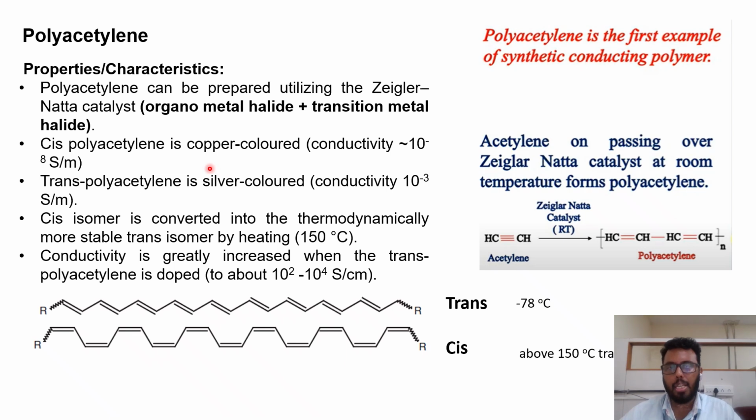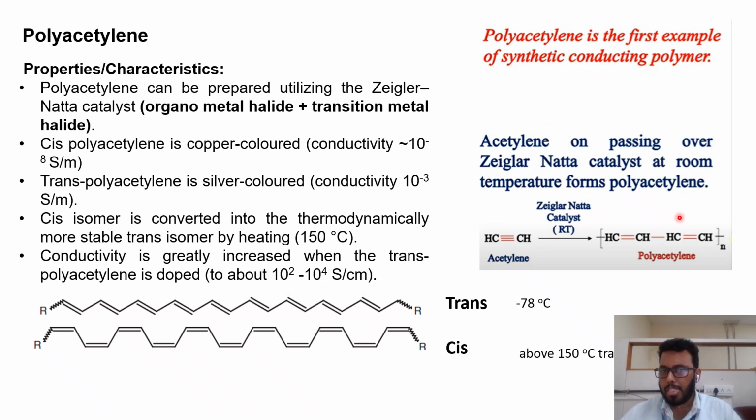Cis polyacetylene is copper colored with a conductivity of 10 to the power minus 8 Siemens per meter. Trans polyacetylene is silver colored with a conductivity of 10 to the power minus 3 Siemens per meter. The cis isomer can be converted to the thermodynamically favored, stable trans form by heating. So they are interchangeable. Cis can be converted to trans when you heat the cis form to 150 degrees. Conductivity generally increases when trans polyacetylene is doped. When it is n-doped or p-doped, the conductivity can increase by an order of 2 to 4, 10 to the power 2 to 10 to the power 4 Siemens per centimeter.